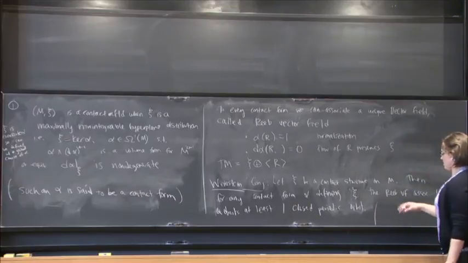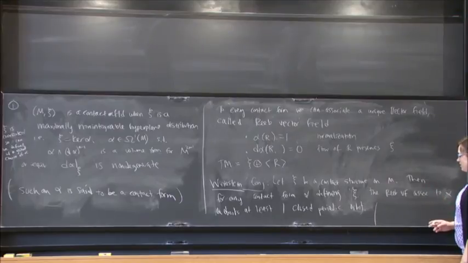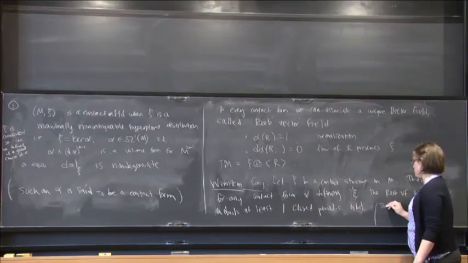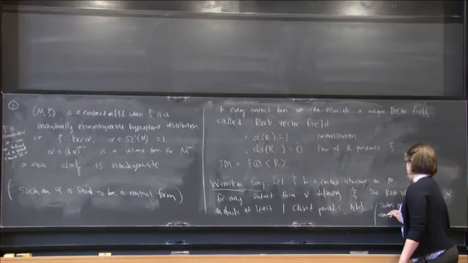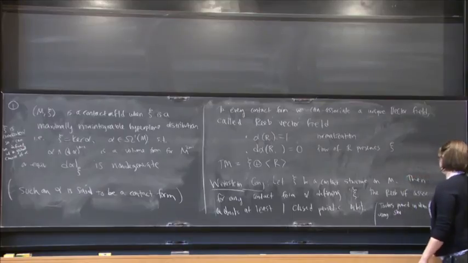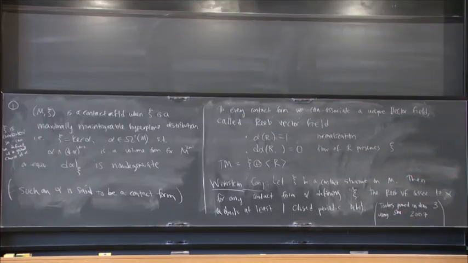And then there were a lot of results by Hofer and Zehnder and Viterbo in like the 80s and the 90s. And then Taubes proved this in dimension 3 using basically Seiberg-Witten theory. And this was like in 2007. Okay.